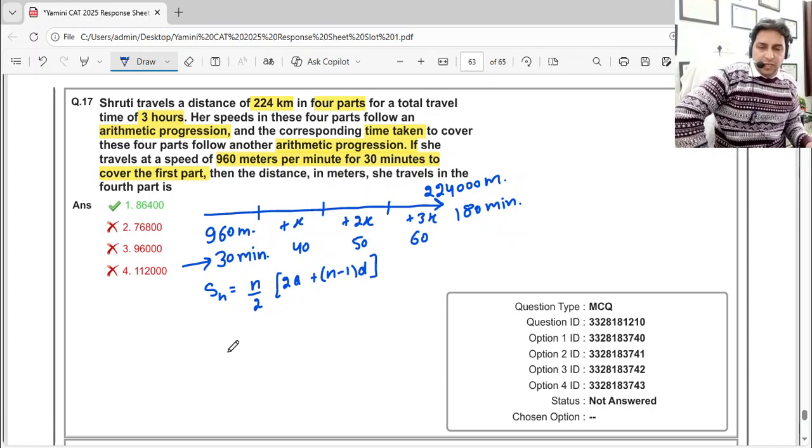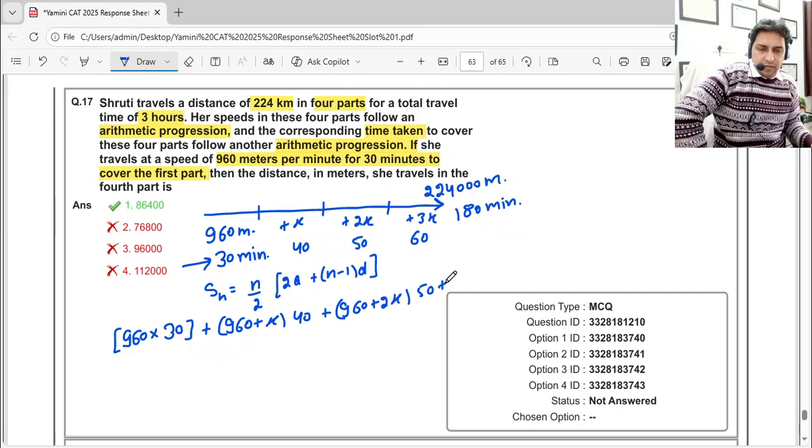total 2,24,000. So I can take the first, 960 into 30, that's the first part, speed into time is distance. Second part we can have 960 plus x as the speed, and the time taken is 40, plus the next speed is 960 plus 2x, and the time taken is 50, plus 960 plus 3x is the fourth speed, and the time taken is 60. This should be equal to 2,24,000 because that is the total distance they have to cover.